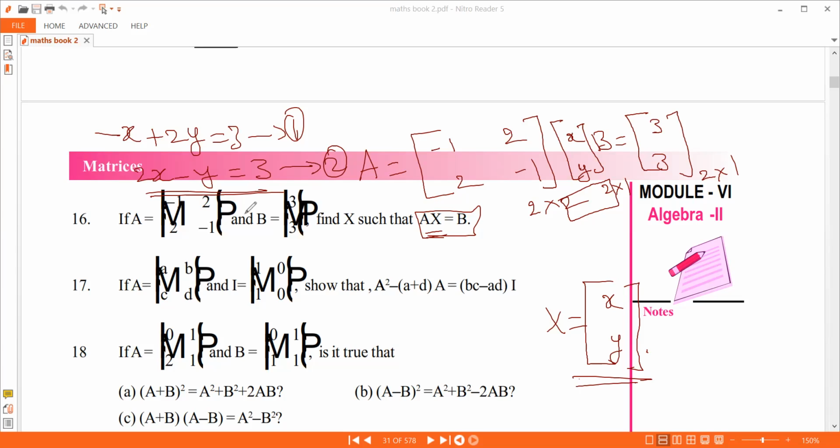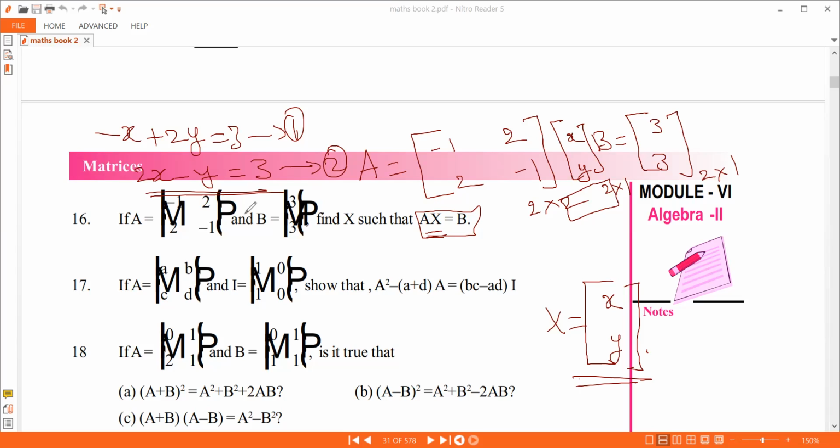A B C D, A B C D. Yeah, just straight multiplication you are giving. No, not that way. Matrix, right? Yeah. So A into A square.